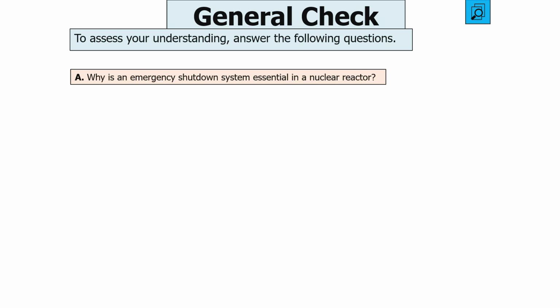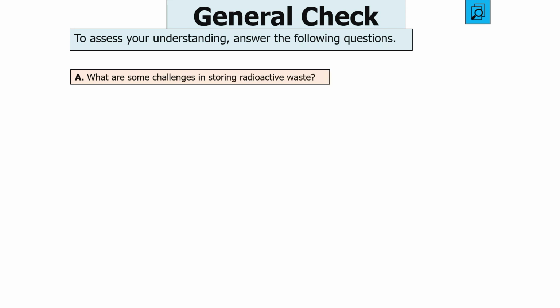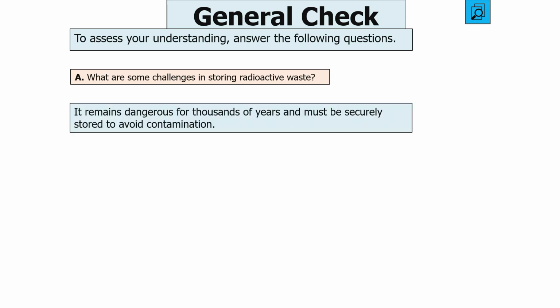Why is an emergency shutdown system essential in a nuclear reactor? It is to rapidly stop the chain reaction and prevent overheating or meltdown. What are some of the challenges in storing radioactive waste? It is that it remains dangerous for thousands of years and must be securely stored to avoid contamination.